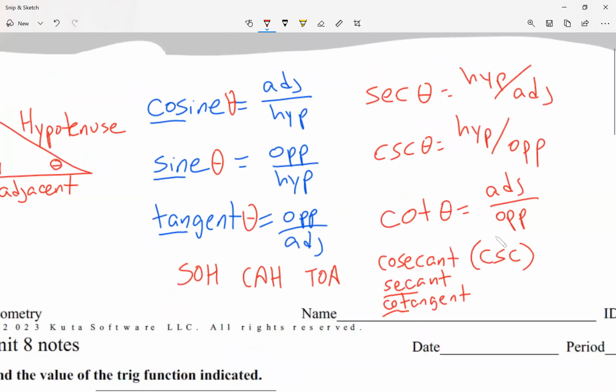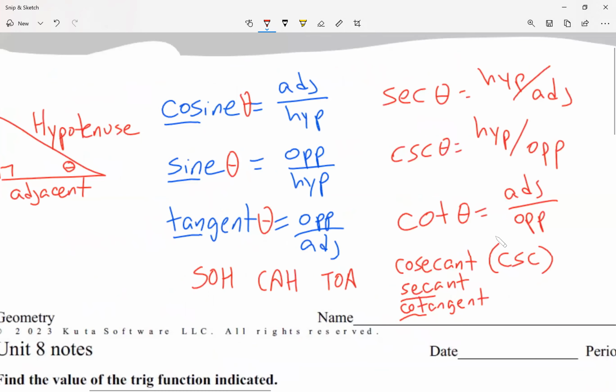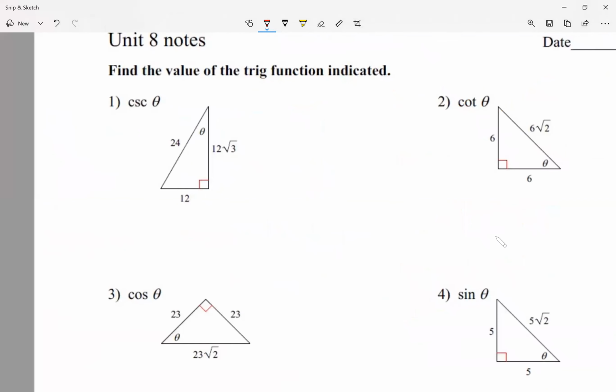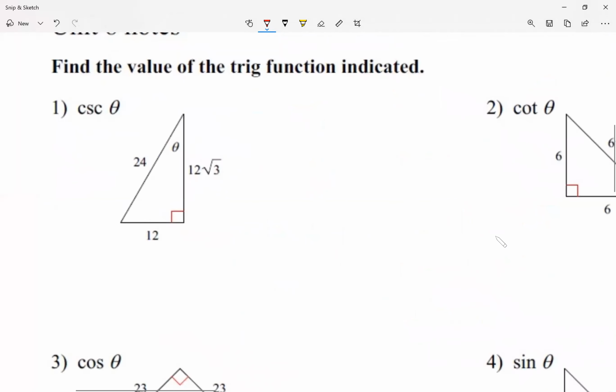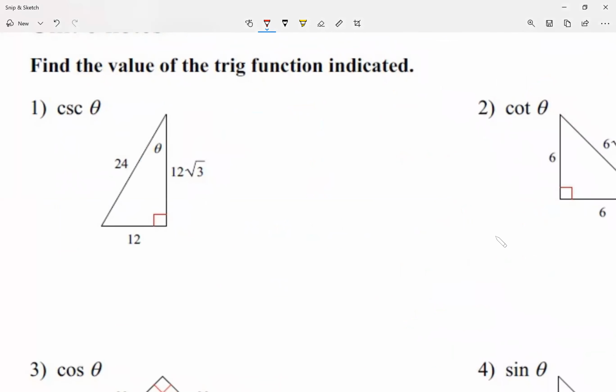Make sure you guys write this chart somewhere, okay? In the notes, I'm going to say "according to our chart," and this is what I mean, according to this table. Okay, so let's take a look at questions 1 through 6. Find the value of the trigonometric function indicated.